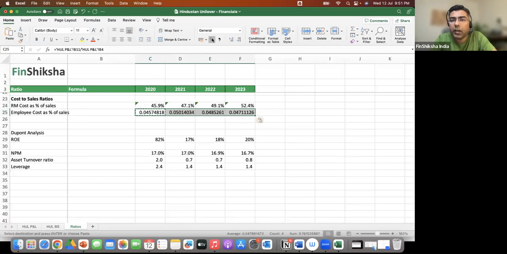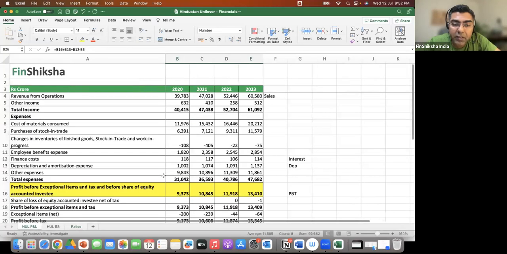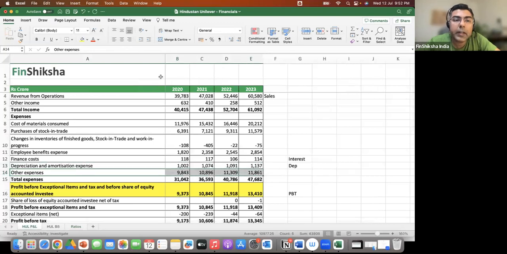Once again, you'll find in this business, roughly 50% of your cost is raw material cost, 5% is employee cost. There's a large chunk of other expenses that would come up as well, right? Now, this detail of other expenses would be available in the annual report. If you go and dig deeper into these numbers, you will find that other expenses will include things like a lot of marketing expense, right? Advertising expense would come up here. Any distribution expenses that are happening would come in this. So you could see those segregations.